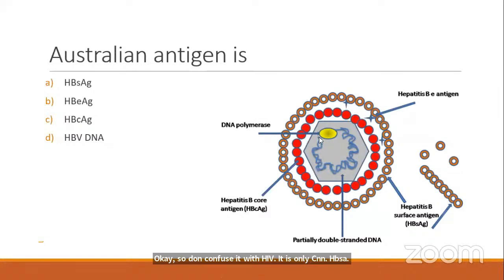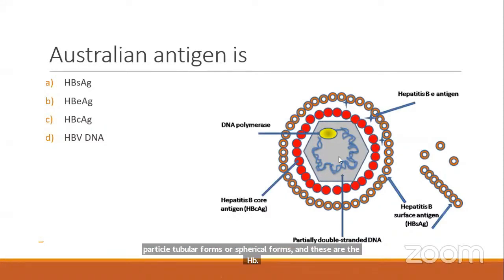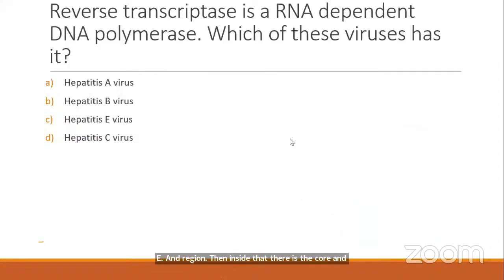This is a complete Dane particle, with tubular forms or spherical forms, and these carry the HBs antigen. Then inside that there is the core antigen, with partially double-stranded DNA within it.